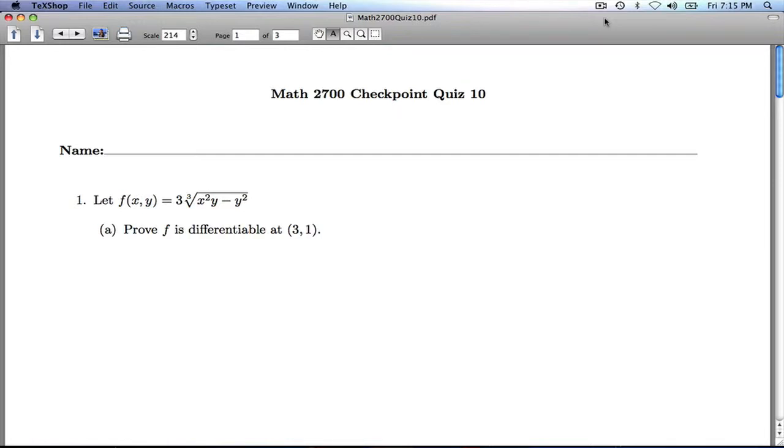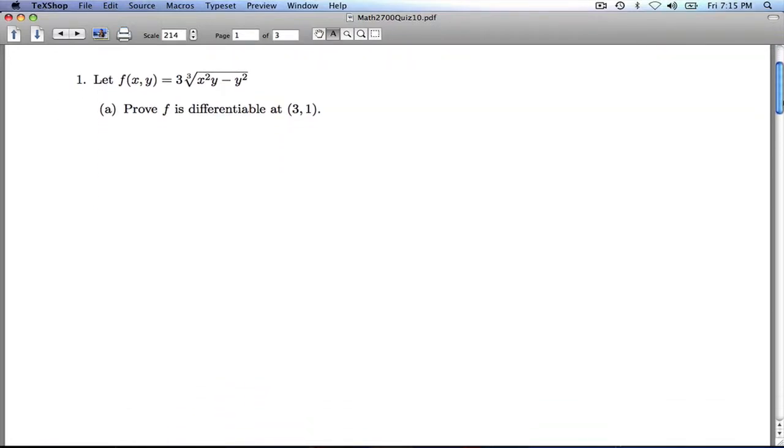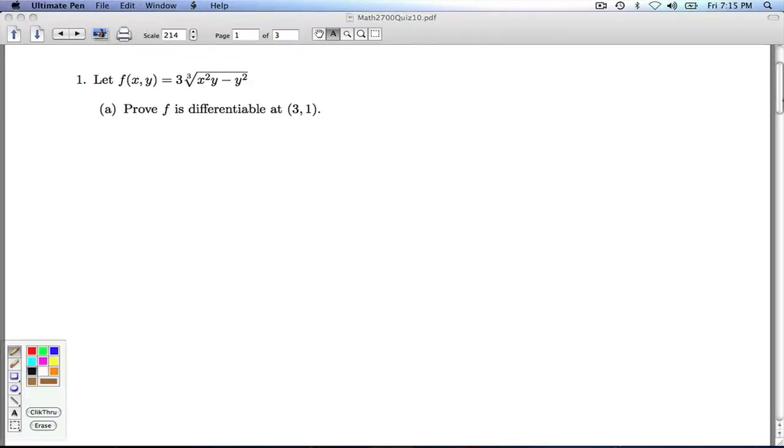Hi folks, this is Calc 3 Checkpoint Quiz 10. We're given a function of two variables and we're asked to show it's differentiable at a given point. So, how do we go about doing that? We can use a theorem.